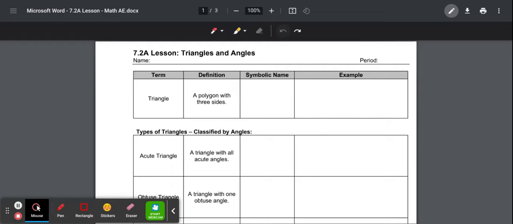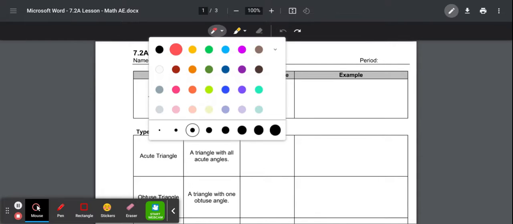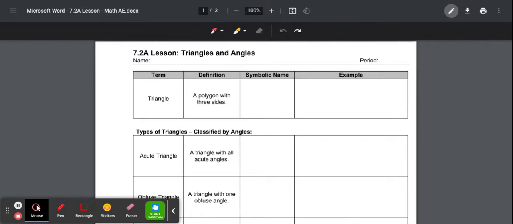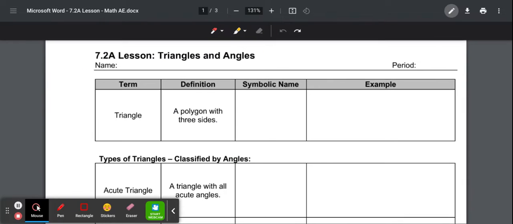Hi everyone, you want to refer to lesson 7.2a, triangles and angles on pages 22 to 24. On the first page, we're going to go over some definitions. A triangle is a polygon with three sides. I'm going to draw an example of a triangle.